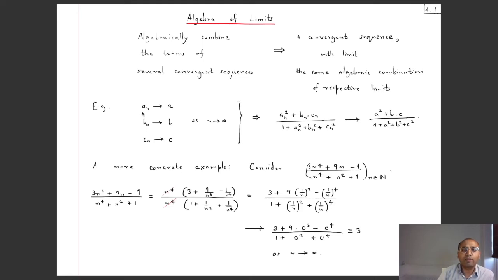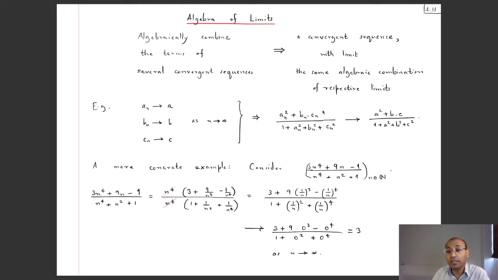Suppose I have three convergent sequences, an, bn and cn, and an converges to a, bn converges to b, and cn converges to c as n tends to infinity. Suppose I form a new sequence whose nth term is this complicated algebraic combination of an, bn and cn: I square an and then multiply bn and cn and then divide by this number 1 plus an square plus bn square plus cn square. So it's some rational combination of these three things.